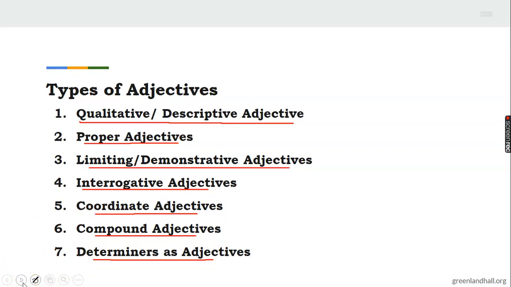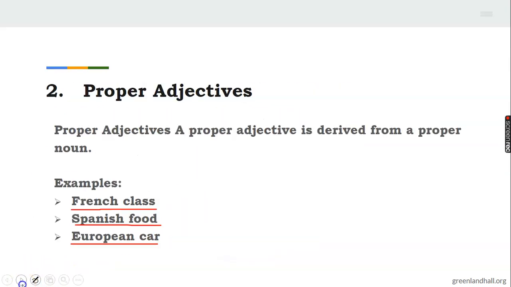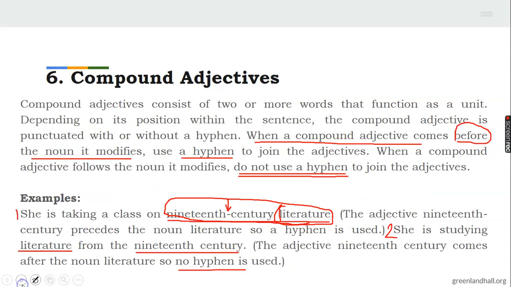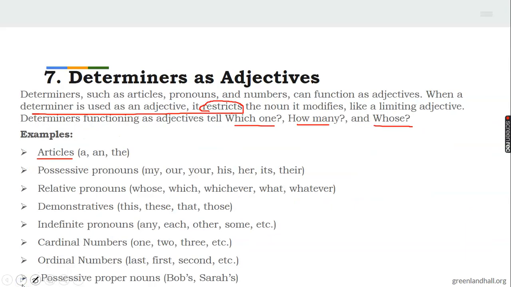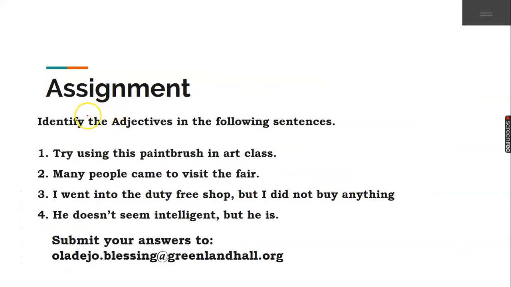Alright? Qualitative, descriptive, those are the types of adjective we have. We have qualitative or descriptive adjectives, proper adjectives, limiting adjectives, interrogative adjectives, coordinate adjectives, compound adjectives, determiners as adjectives, on and on like that. So make sure you go through all the definitions as we have done today, and you do this assignment.